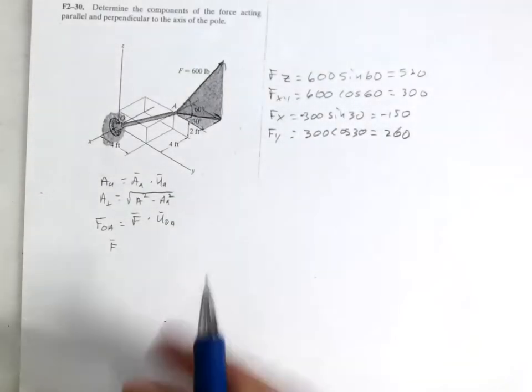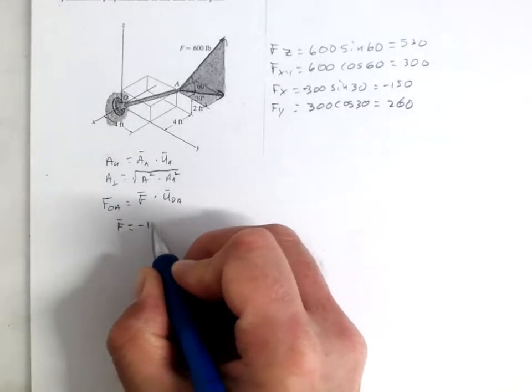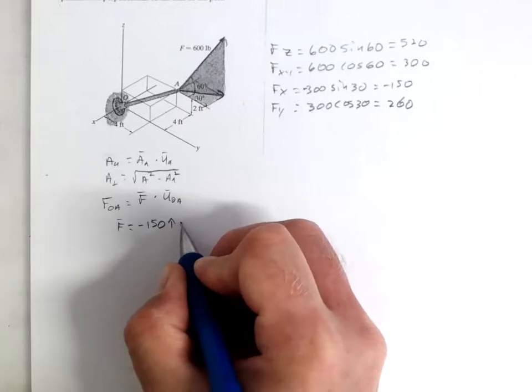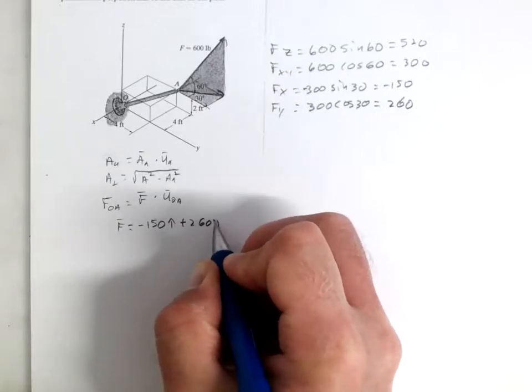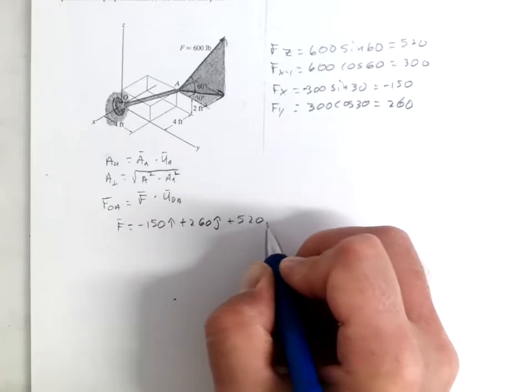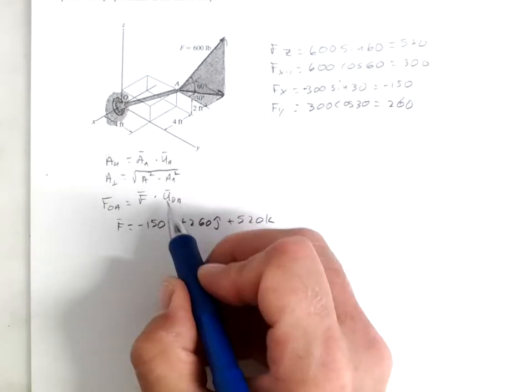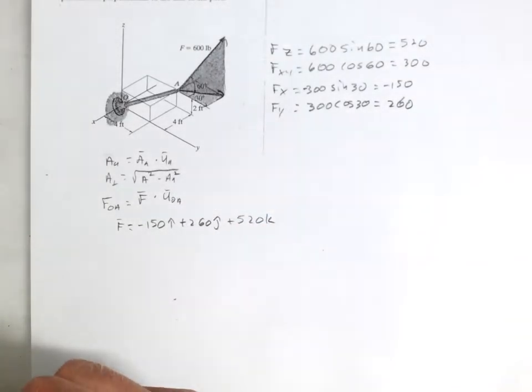So now our force vector down here is negative 150 in the i plus 260 in the j plus 520 in the k. Now we've got to find the unit vector.